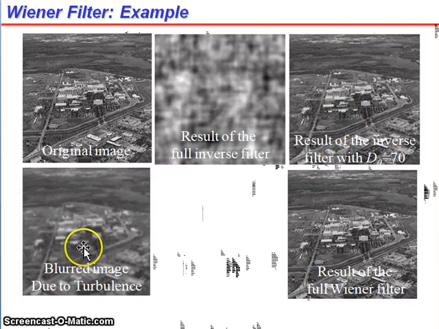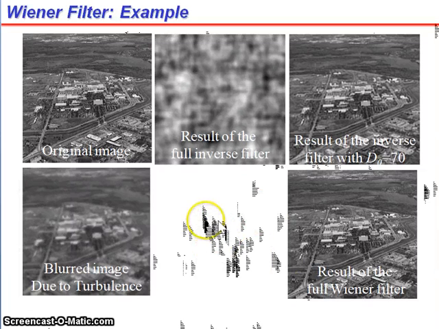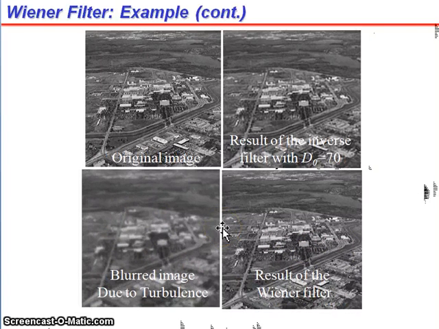In the same way, take the blurred image due to turbulence. If I apply the full Wiener filter here, this is the blurred image. My acquisition system gives this output, but I just append one restoration system, that is a Wiener filter, to the acquisition system. Then I can improve the image like this. See this, right?